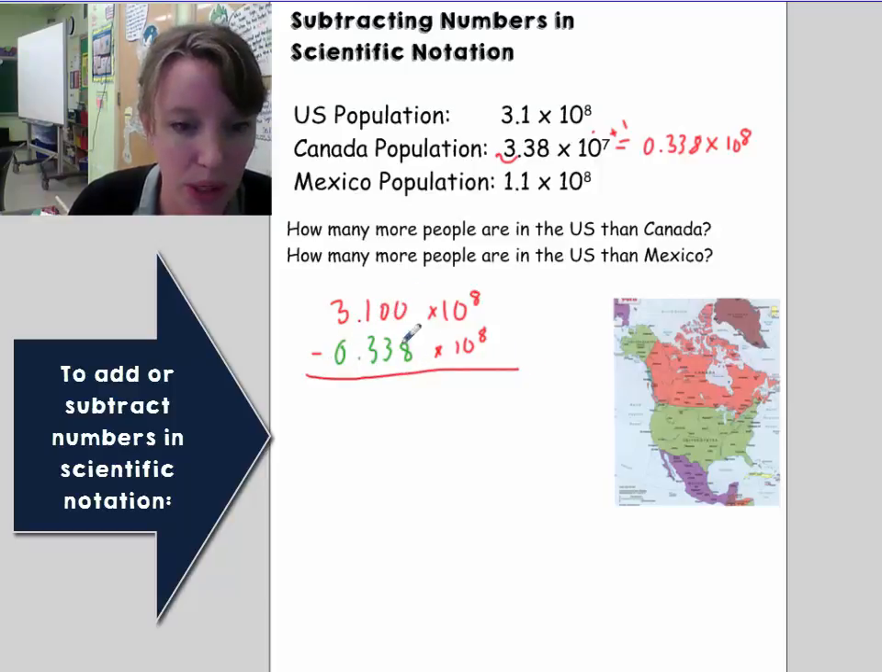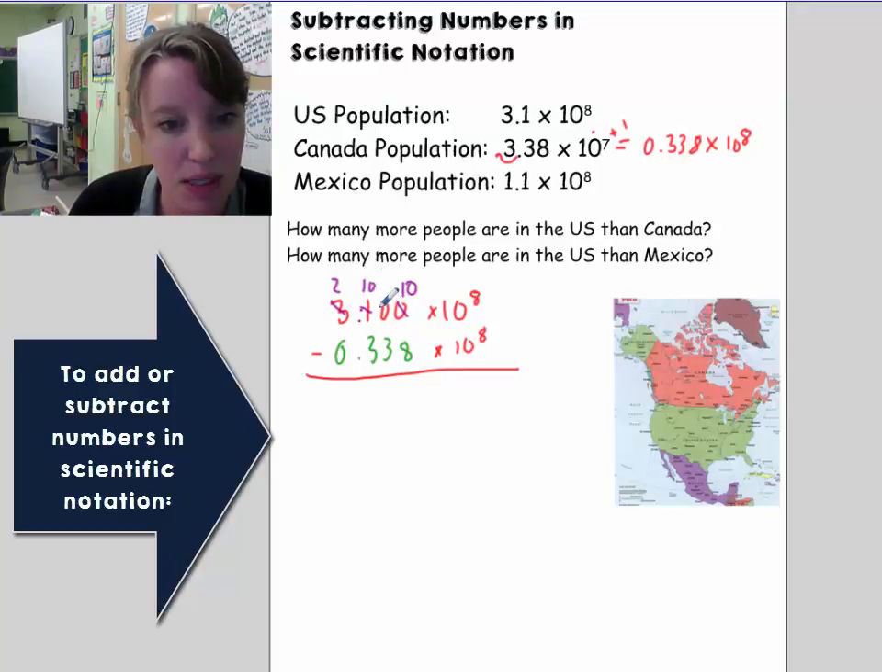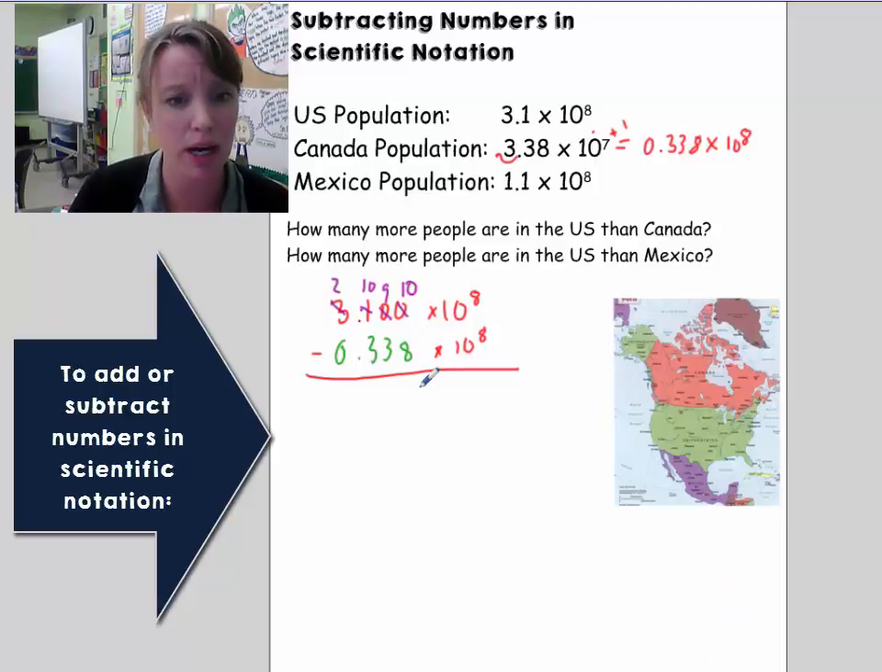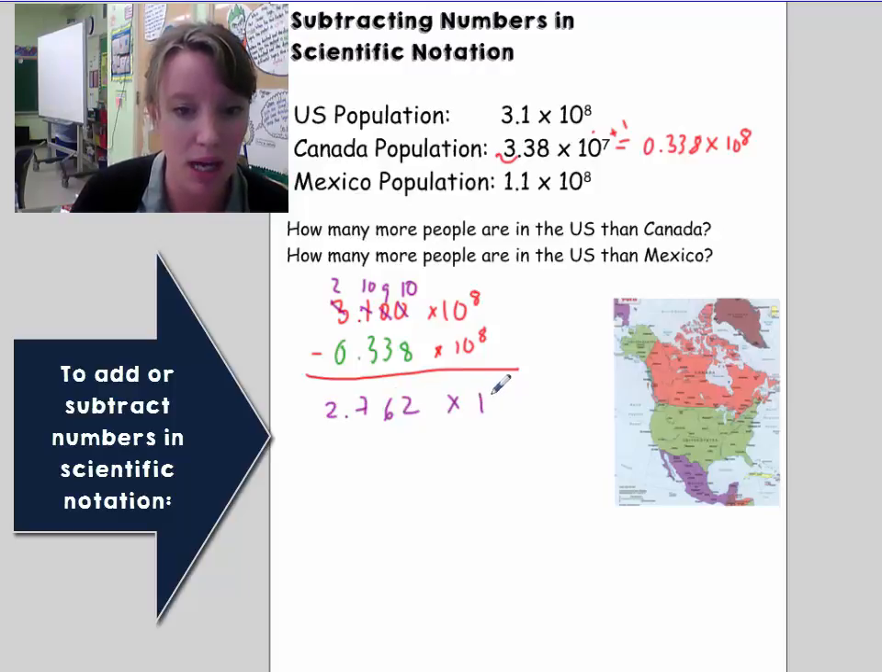There's no real reason why I put one in green and one in red, but then I'm going to borrow here. So this would be 10 by borrowing a 10 here, but actually I have to make, let's see. If I make this 2, I would make this 11, but I need one here. So I'm going to make this 10. So that gives this to be 10 right here, but I actually need to borrow again to make this 10. Okay, so I'm finally ready to subtract. I have 10 minus 8 is 2, then this is 6, then that is 7, so it's 2.762 times 10 to the 8th.